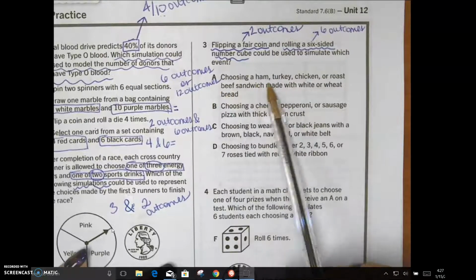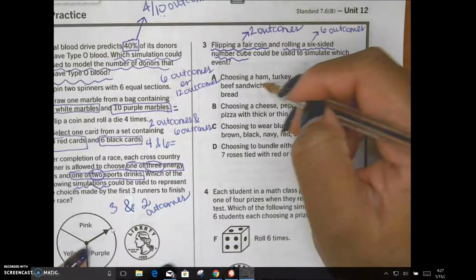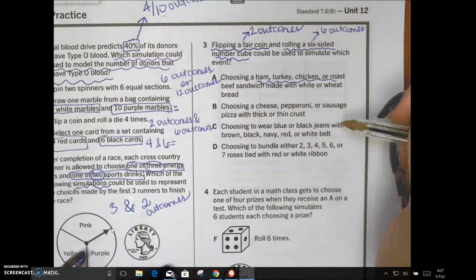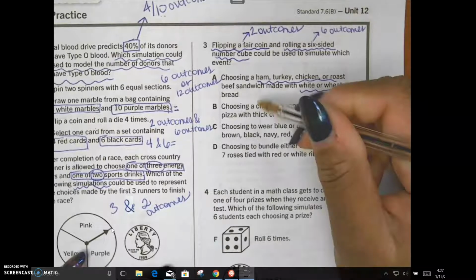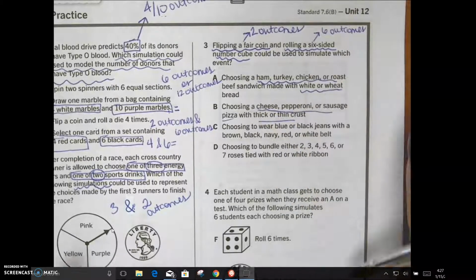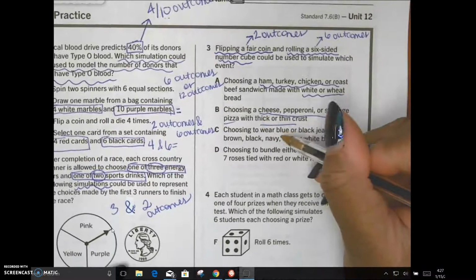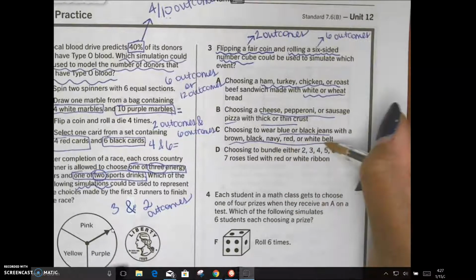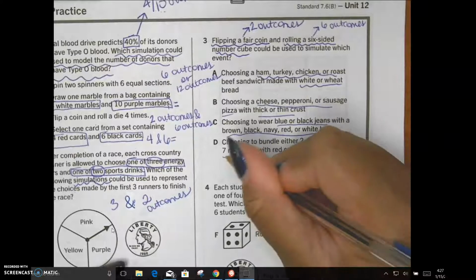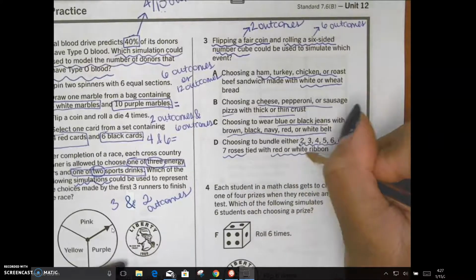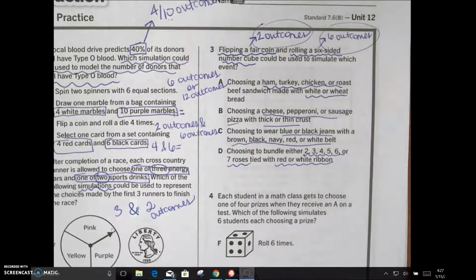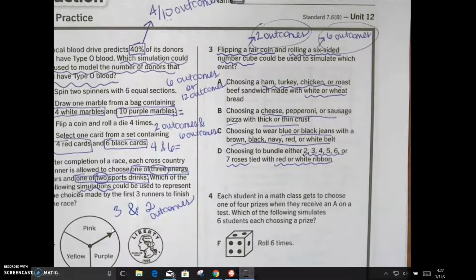Here it's choosing ham, turkey, chicken, or roast beef. I need to count the meats. A sandwich made with white or wheat bread. Here, this is choosing a type of pizza with a certain type of crust. Here, this is choosing jeans with a certain type of belt. And here, this is choosing a bundle of roses with a certain color ribbon. So I need 2 different types of outcomes, 2 and 6.